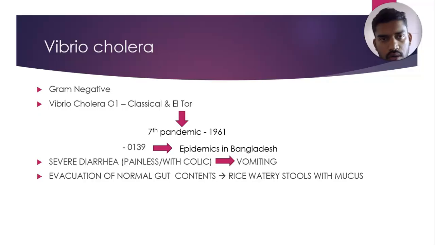Now how cholera progresses is it usually causes severe diarrhea, which can be painless or can be attended with colic, followed by vomiting. Now there is one word called purging. Purging is actually meant for this painless diarrhea, especially for rice watery stools. So what I want you to remember is purging occurs first in your cholera patient, then comes your vomiting phase. Evacuation of normal gut contents and then followed by rice watery stools. That's your purging.